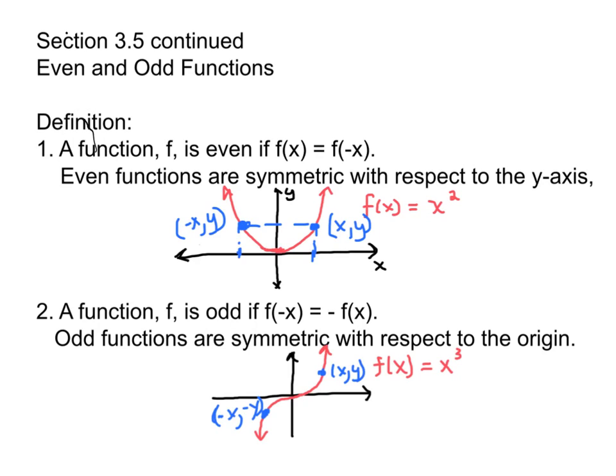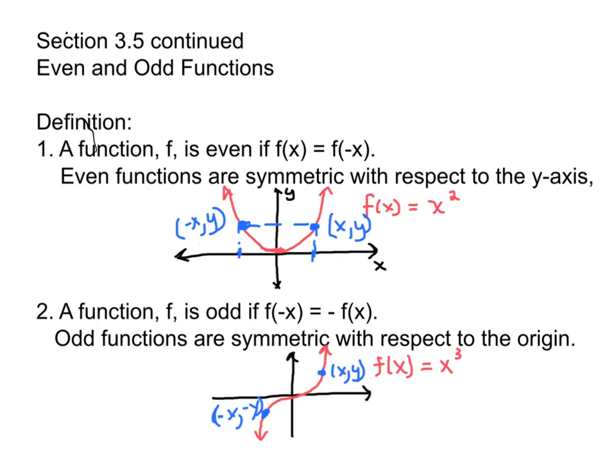Section 2.5 continued. We're going to be looking at even and odd functions. A function that is even is defined by f of x being equivalent to f of negative x. So when you look at these graphs, they are symmetric with respect to the y-axis. That is, if you choose a point on the right, say x comma y, then the point directly across from that would be negative x comma y. Notice that the y values are the same.